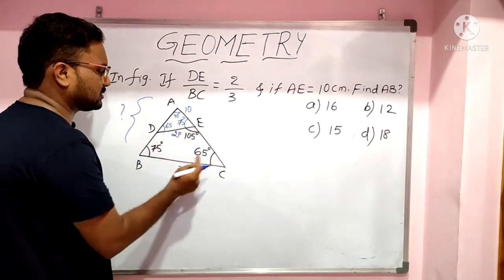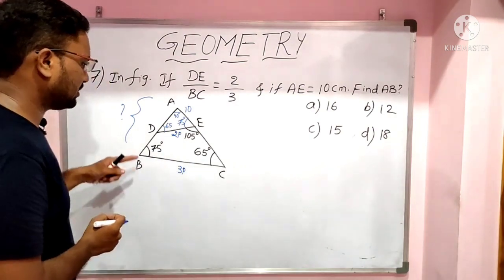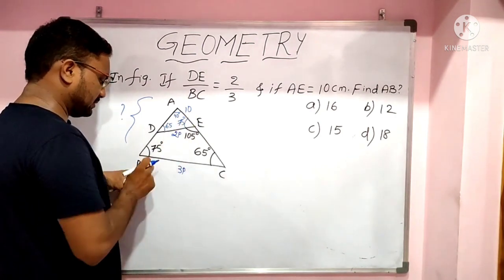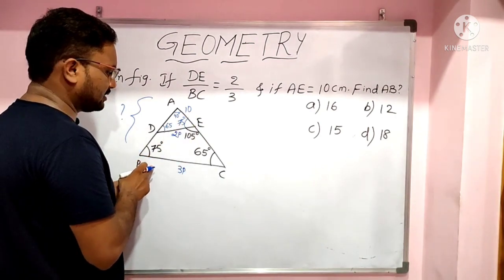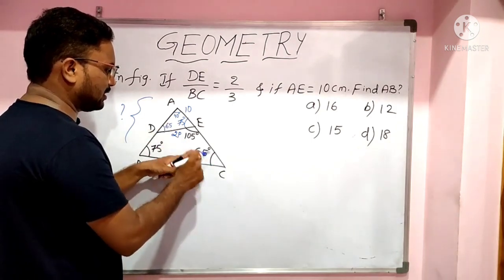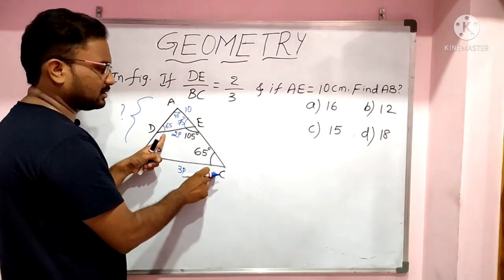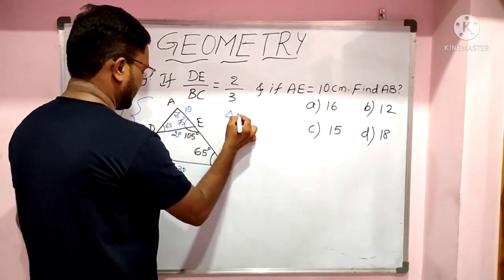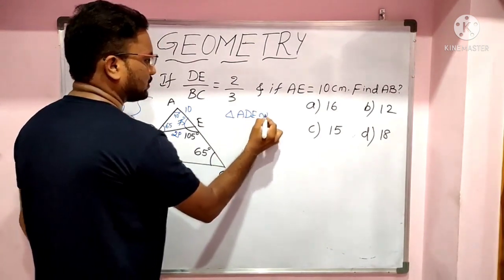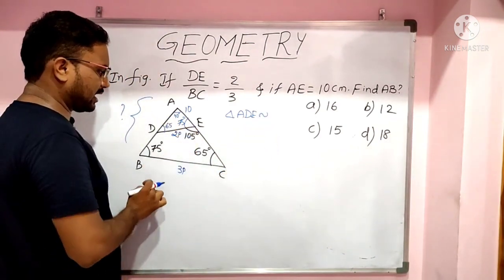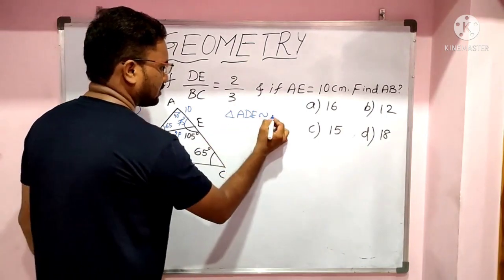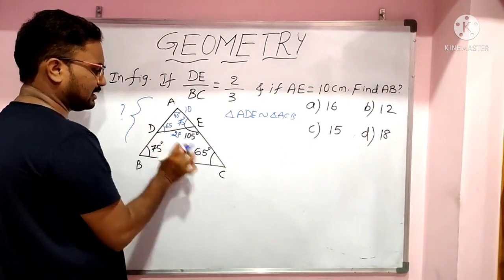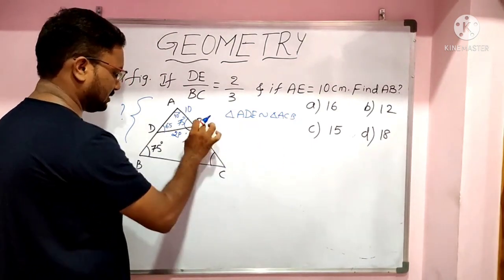If you observe these two triangles, in this triangle angle A equals angle B. In this smaller triangle angle E equals, in the bigger triangle, angle B, and angle D equals angle C. So according to the angle property, these two triangles are similar. That means triangle ADE is similar to triangle ACB. Angle A, angle D, angle C. Here angle D, here angle C, and here angle E, here angle B.